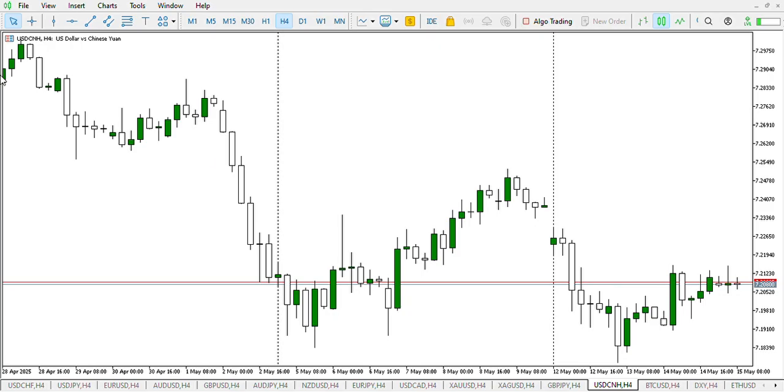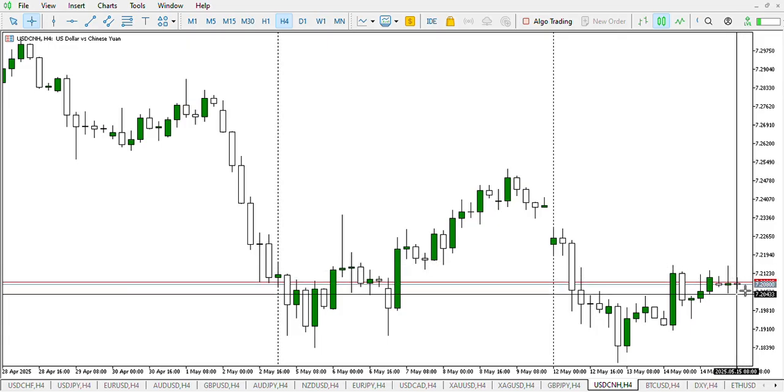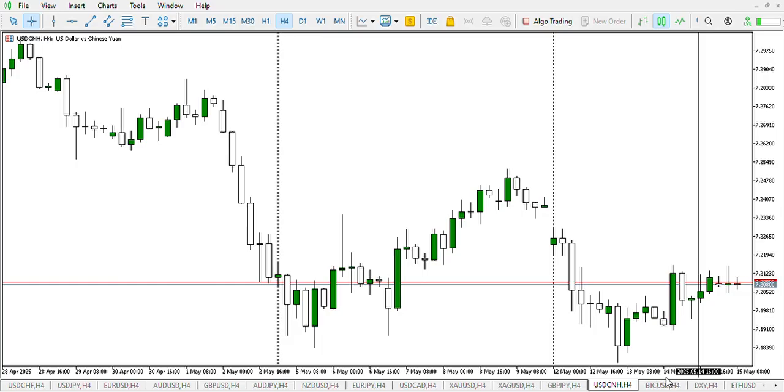On USD CNH, this is not a good indicator. You can see the bulls at the high of the day, which is good, so expect this high to be raided, price should break this structure and for the CNH to rally further down.